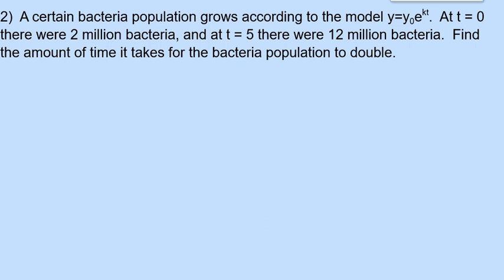You can't necessarily tell when you read the problem, but this is really a two-part problem. In order to find the time it takes for the bacteria population to double, we need to know the value of k. We don't yet know the value of k, so we have to find it. So the first part of the problem is find k. Once that's done and you plug that into the model, then you can actually solve the problem.